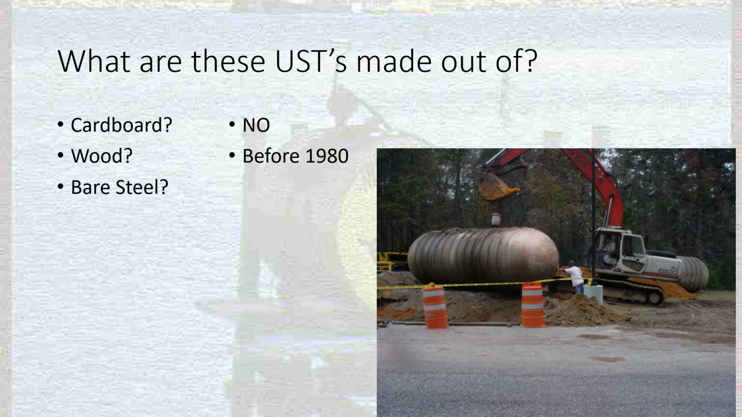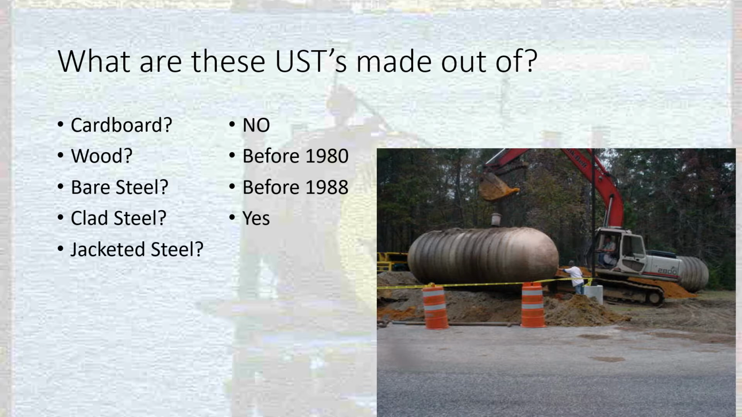Bare steel was commonplace up until the late 80s. In 1988, they came out with the first real federal EPA UST regulations, and they stopped allowing bare steel because steel rusts under the ground. When steel rusts, holes form in it, and so it doesn't work so well. Clad steel tanks, you can use those. A jacketed steel tank, you can use those. Fiberglass tanks, yes, fiberglass tanks are commonplace. These are the more common types of tanks that you'll see nowadays.